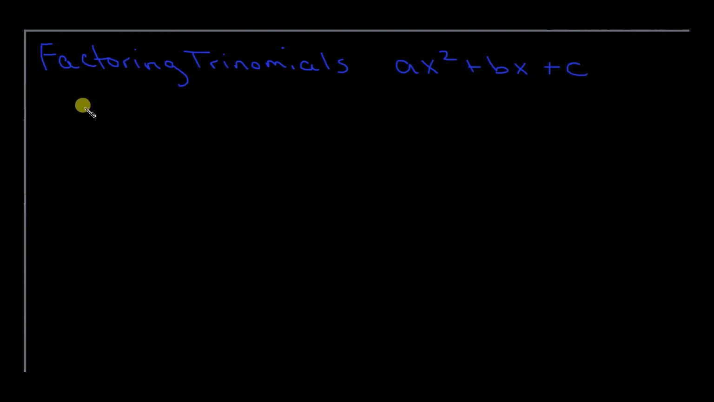What you're doing in factoring trinomials is trying to find values that multiply to c, but also add to b. So let's try an example. We have x squared plus 8x plus 15. This is an example of when the constant term is positive.